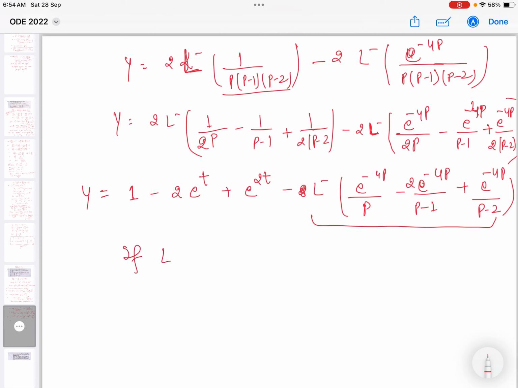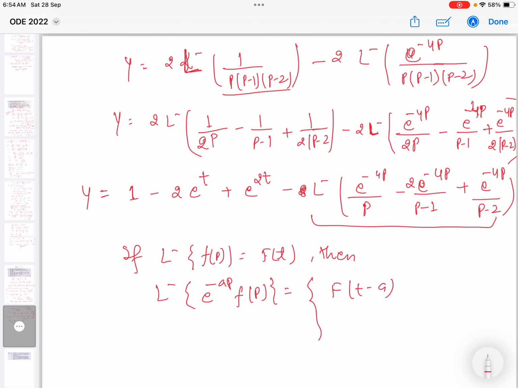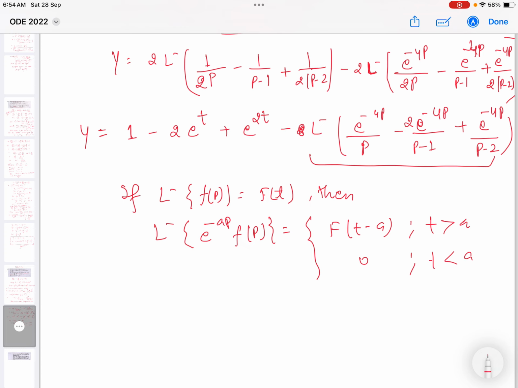If the Laplace transform of f of p is f of t, then the Laplace transform of e to the power minus ap times f of p is nothing but f of t minus a, where t is greater than a, and 0 when t is less than a. So there will be two cases, when t would be greater than 4.